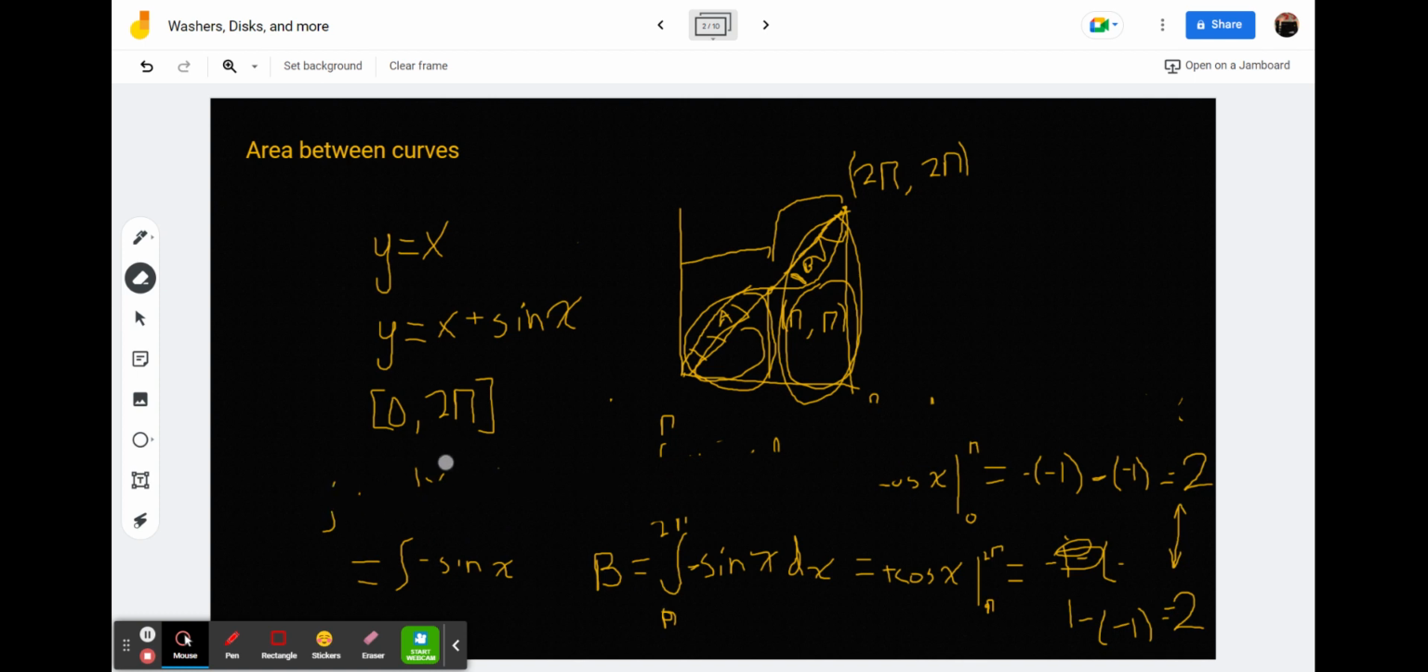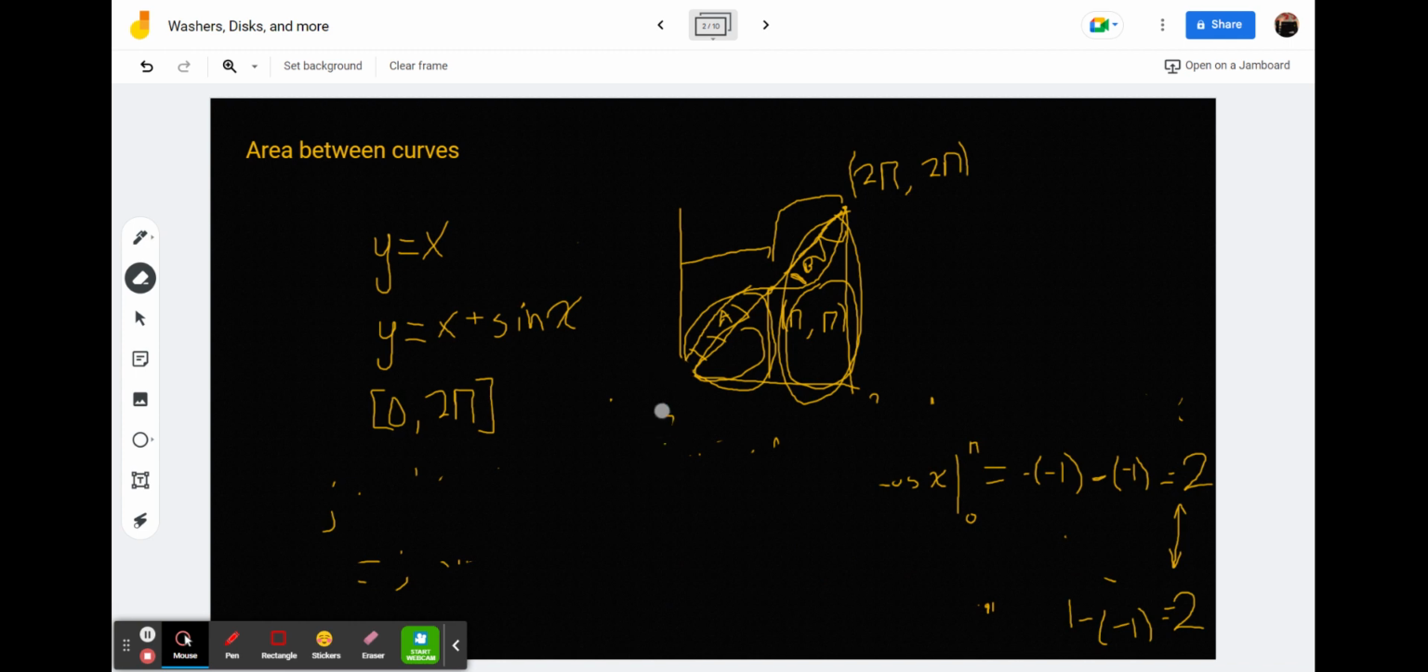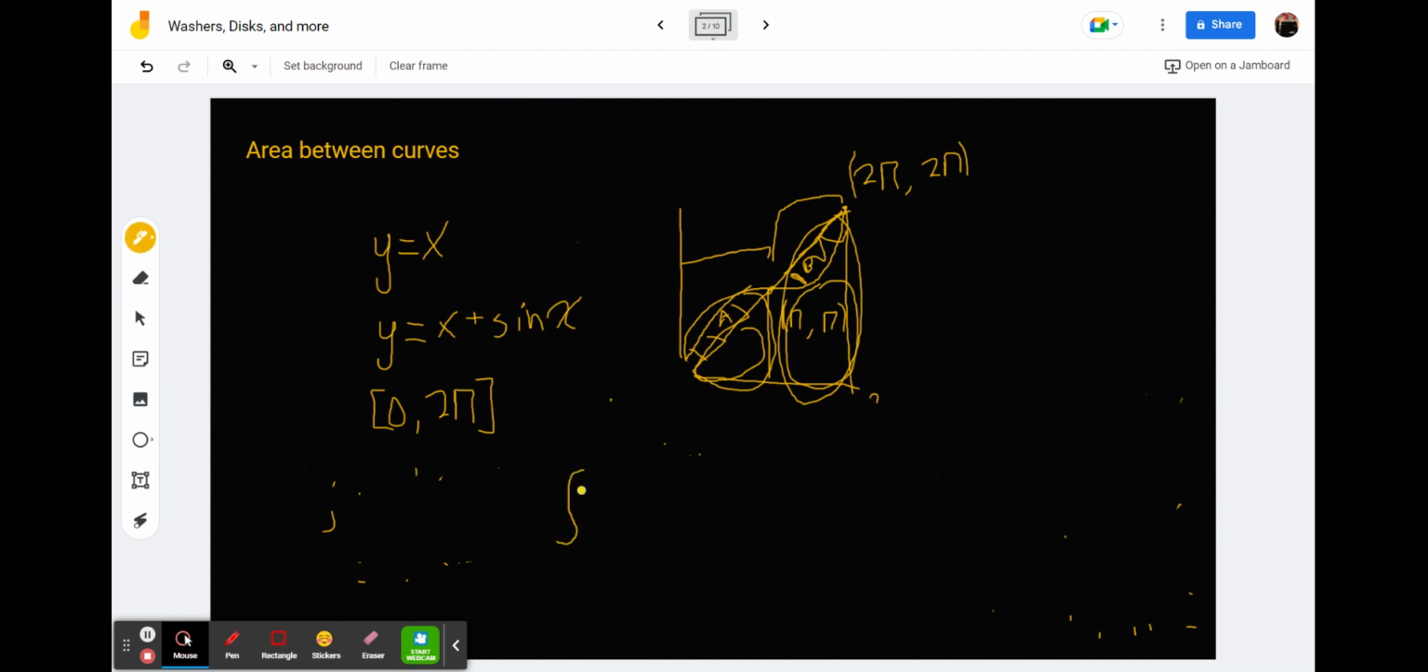So let's just get rid of this. And now the last thing. If you have a calculator during a test, which you will have during the AP Calculus BC calculator section, instead of doing all this, you can simply enter into your calculator the integral from 0 to 2 pi of the absolute value of x minus x plus sine x.